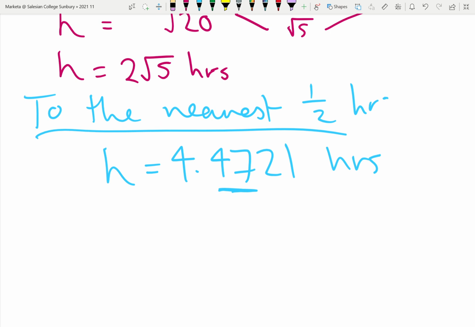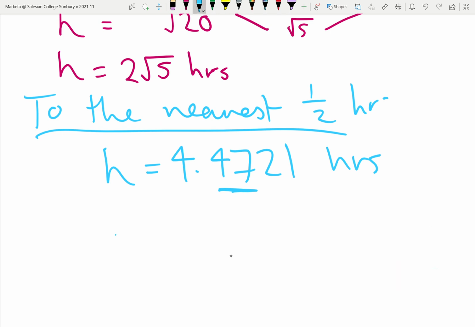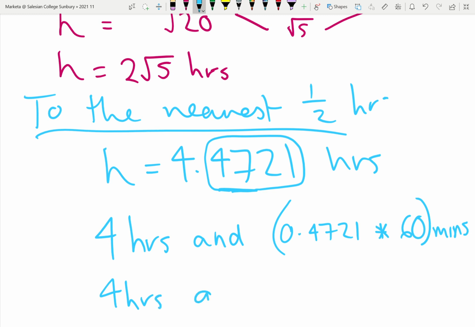So what we need to think is, well, if this said 4.5 hours, you'd know that that's not 4 hours and 50 minutes. You'd know that 0.5 hours is 30 minutes. So you would say, well, 4.5 hours is 4 hours and 30 minutes. So that would be easy. When it looks like this, 4.4721, people don't really know what to do. Well, we know we can say 4 hours, and this is a part of an hour. So all we need to do is do 0.4721 times 60, and that will give us the number of minutes. So let's go ahead and do that. 4 hours, and CAS tells me it is 28.32.